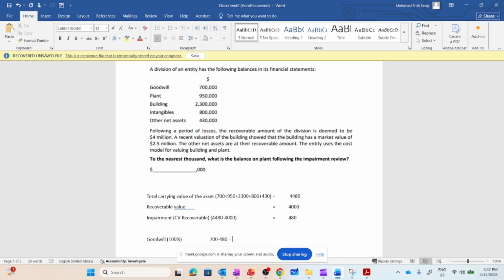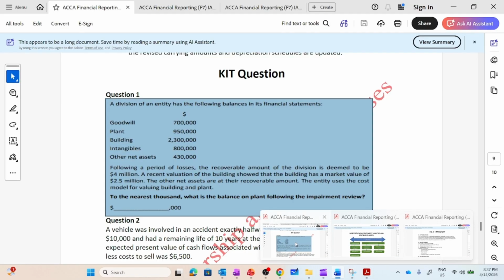Are we together? Yes, sir. Fine. So from this point in time, we don't have anything to do further because there is no outstanding impairment left in the question. So therefore, the plant value based on the question will be 950. This is what you need to do. You need to implement the concept when you are solving any question.